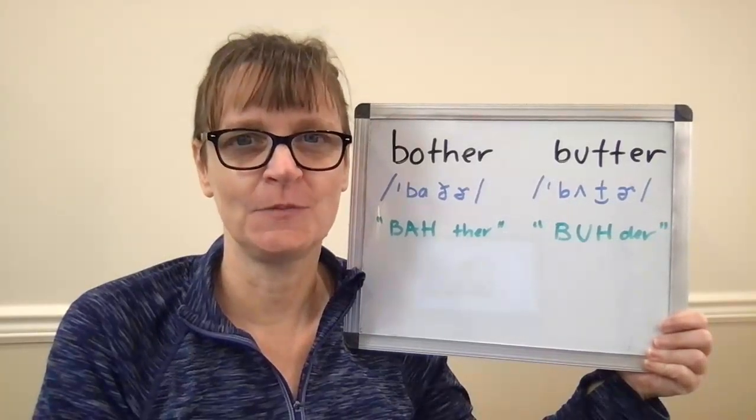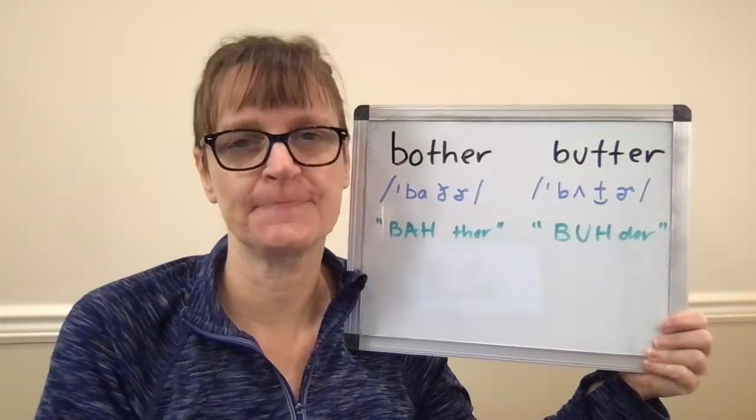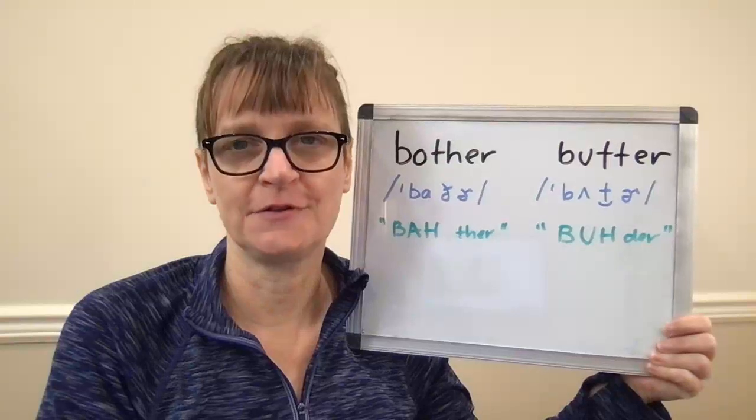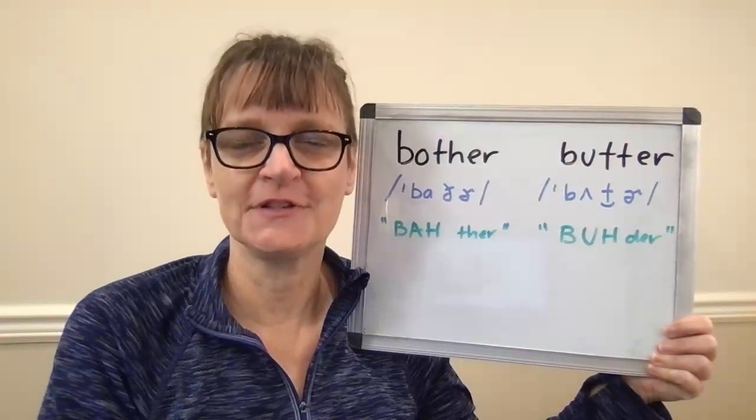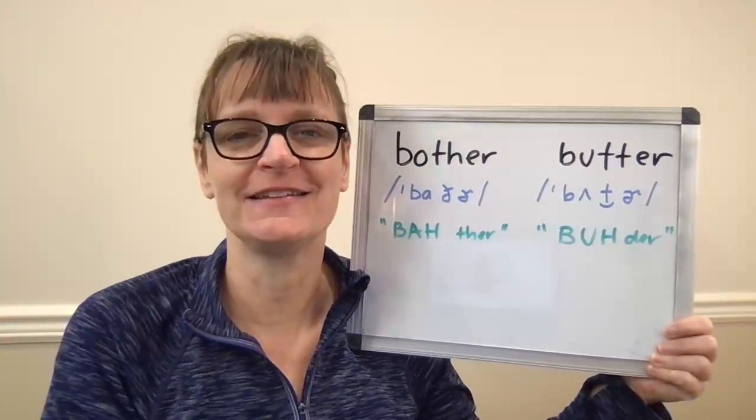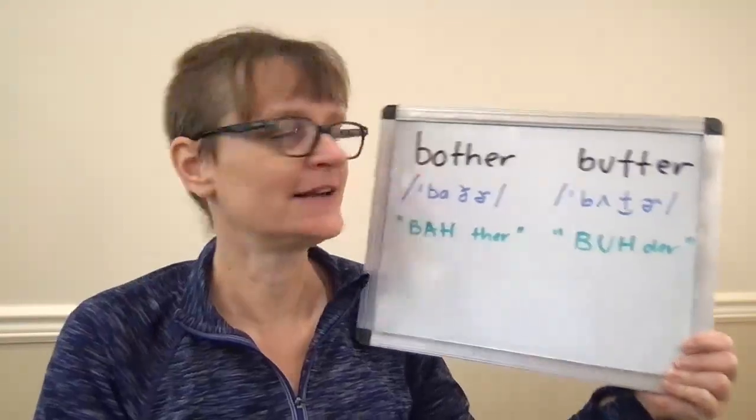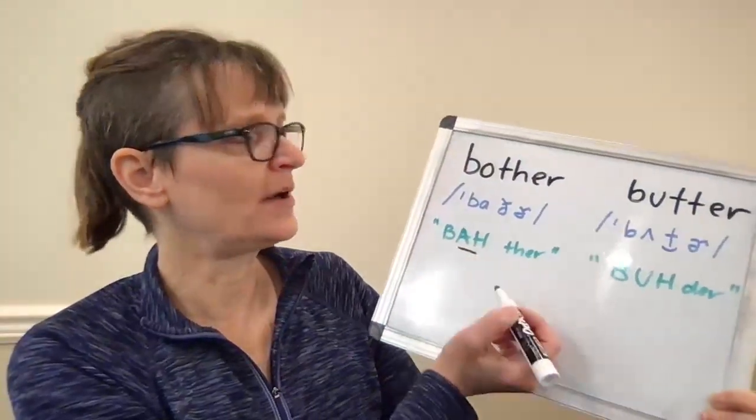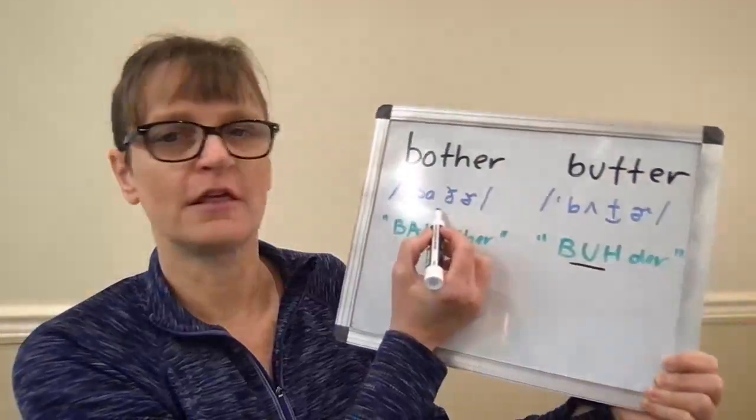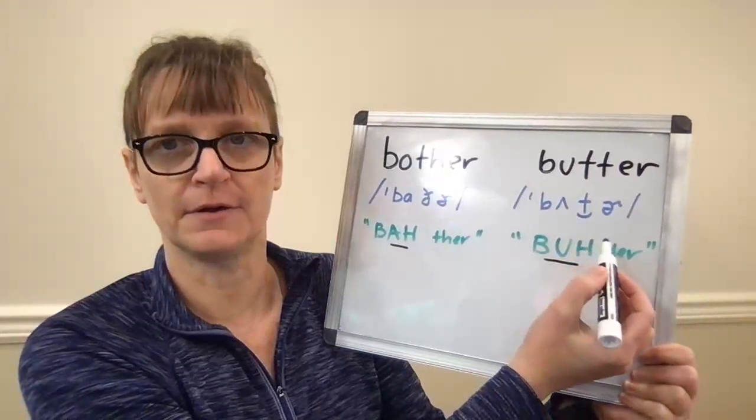In this video, we'll look at how to pronounce bother versus butter. So these two words are similar. They both start with B and have two syllables. But the difference in these words comes in the vowel sound, the first vowel, and the TH sound versus the flap T sound. So we'll look at vowel ah like bother and vowel like butter. And we'll look at th like bother and d like butter.